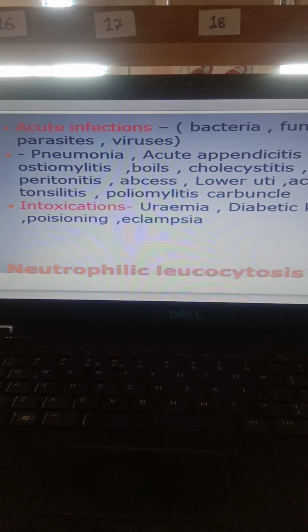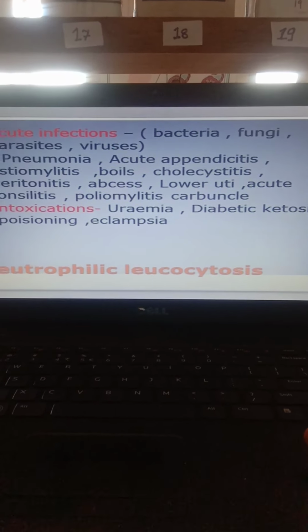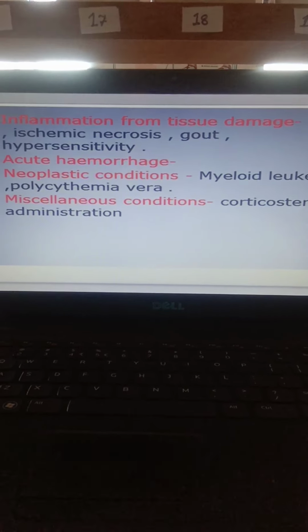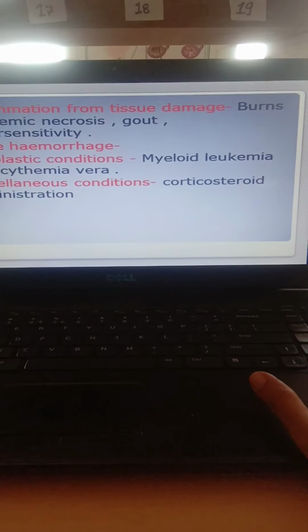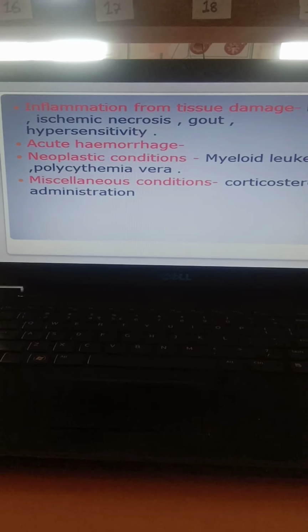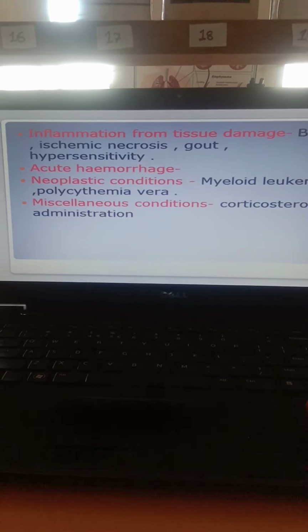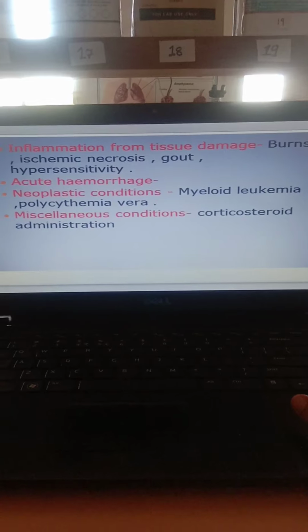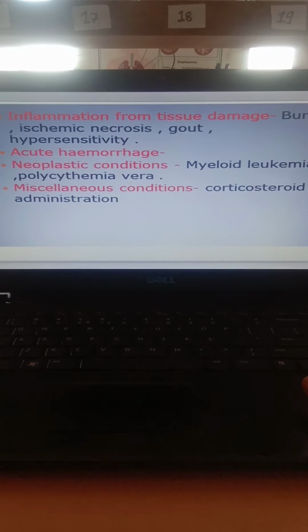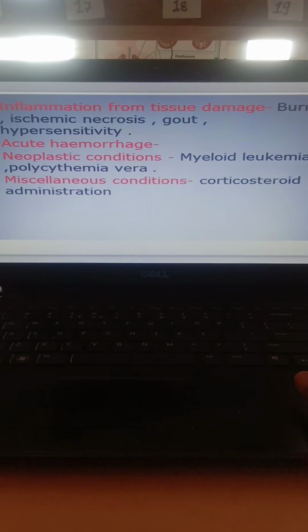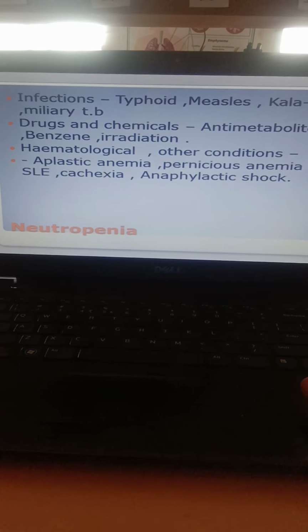Then intoxications: uremia, diabetic ketoacidosis, poisoning and eclampsia. Then inflammations from tissue damage, that is burns, ischemic necrosis, gout and hypersensitivity. Then acute hemorrhages, that is hemolysis, external or internal. Then neoplastic conditions: myeloid leukemia, polycythemia vera, and miscellaneous conditions like corticosteroid administration, which causes neutrophilic leukocytosis.